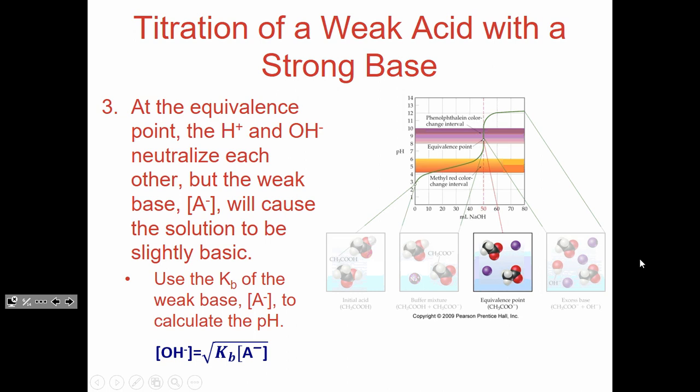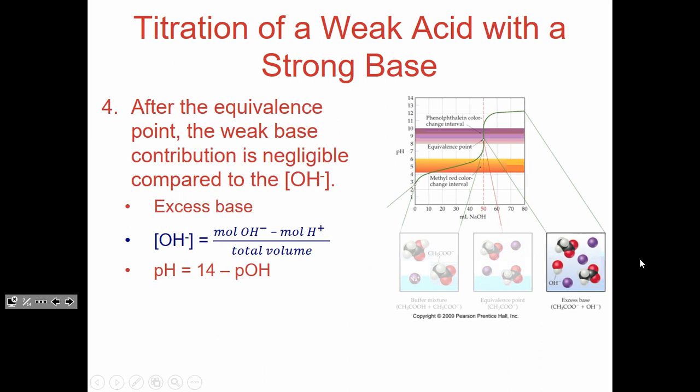Now, what do we have present at this point? Remember, all of our weak acid is gone. We're going to still have our inactive cation from the strong base floating around. So in this case, if it was sodium hydroxide, we're still going to have Na plus floating around. And now we're going to have our conjugate base. So we really just have A minus and our cation from our strong base floating around in solution. All the H plus and OH minus have neutralized to make water.